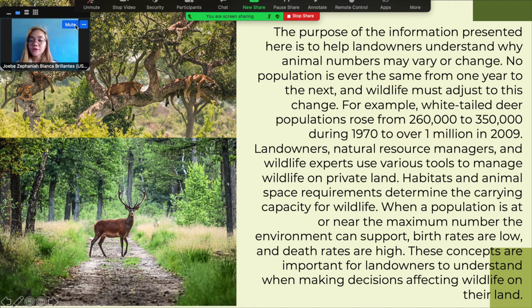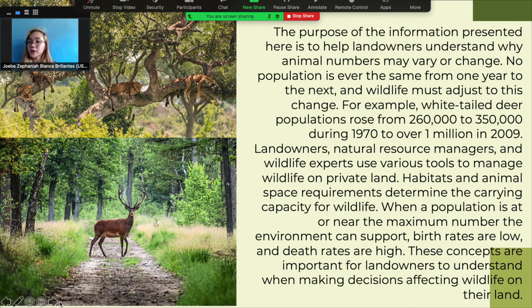The purpose of the information presented here is to help landowners understand why animal numbers may vary or change. No population is ever the same from one year to the next, and wildlife must adjust to this change. For example, the white-tailed deer population rose from 260,000 in 1970 to over 1 million in 2009.